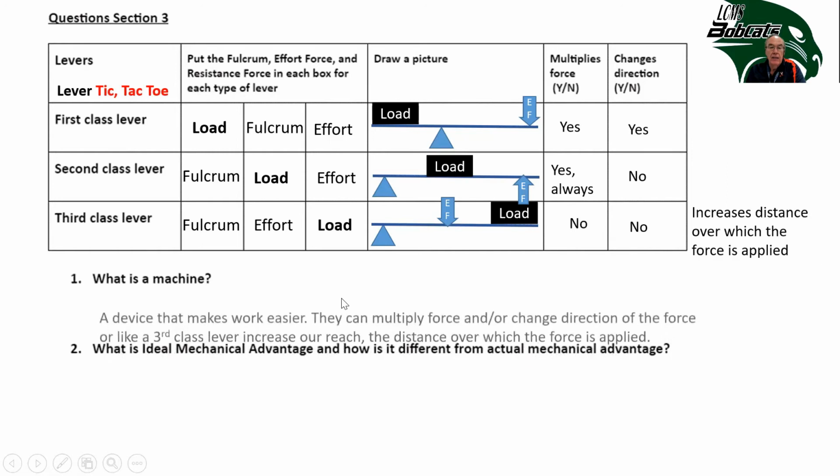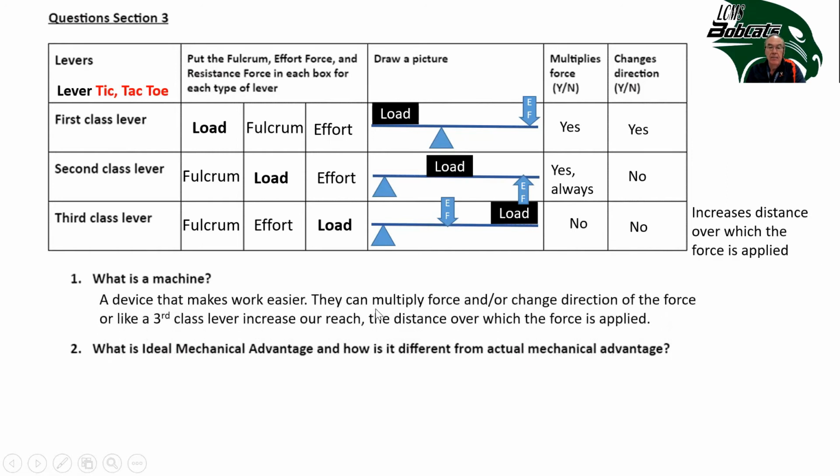Okay, a machine is a device that makes work easier. It can multiply force and/or change the direction of the force, or like a third class lever, it increases our reach, increases the distance over which the force is applied.